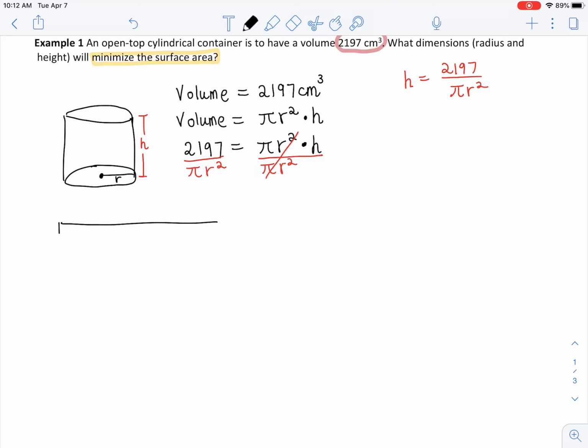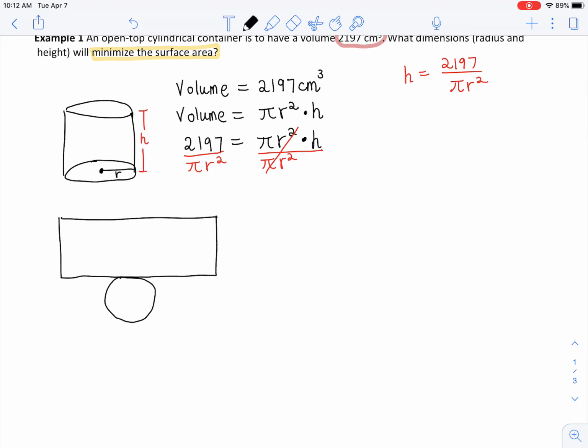Imagine cutting this cylinder, like right here, cut it, and then opening it. Let's cut this and open this. What you're gonna get is a rectangle. And then we're gonna have a circle.